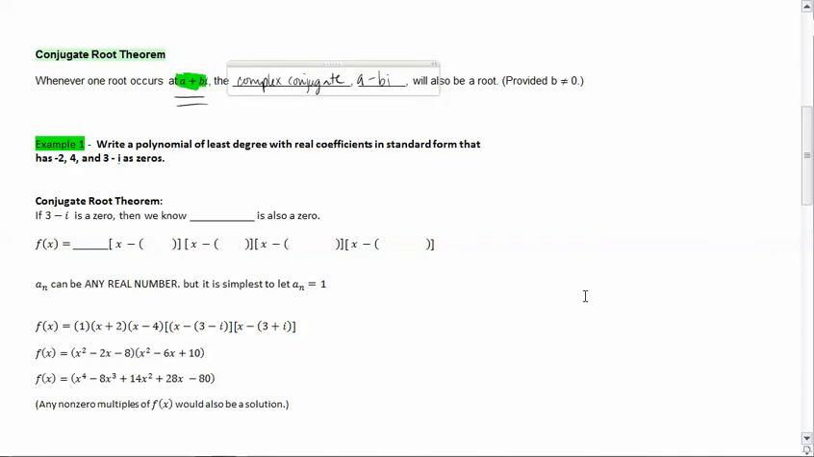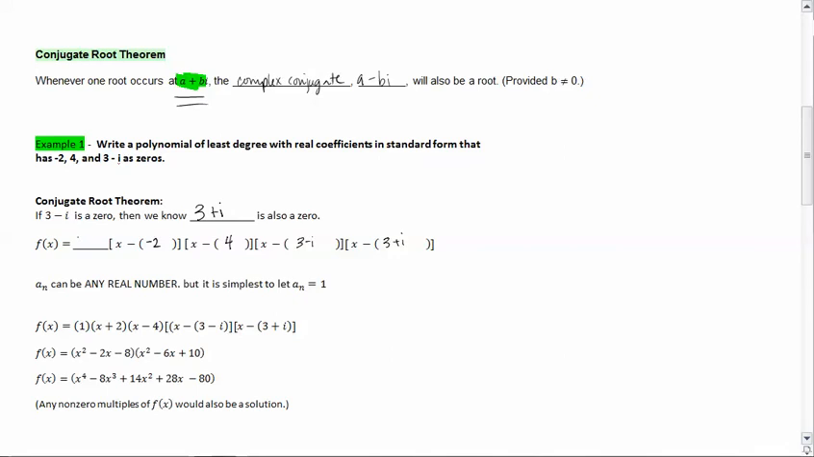Write a polynomial of least degree with real coefficients in standard form that has -2, 4, and 3 minus i as zeros. So our zeros are -2, 4, and 3 minus i. First thing we know from that conjugate root theorem is that if 3 minus i is a zero, then we also have a zero at 3 plus i. We definitely have a zero at the complex conjugate. So now all we're doing is filling that in. We start with x minus a zero, x minus a zero, x minus a zero, all in parentheses multiplied together. So let's plug in our zeros. We knew we had -2, we have positive 4, we have 3 minus i, and we have 3 plus i.